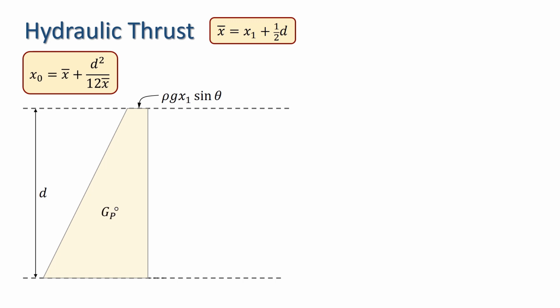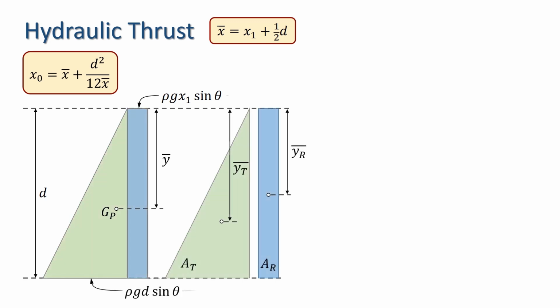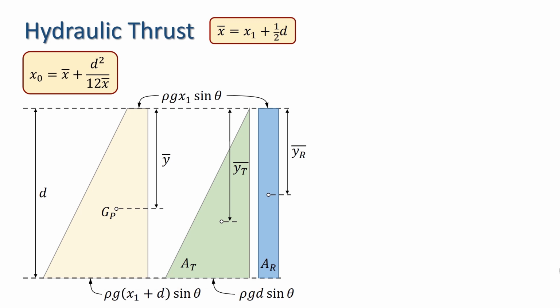Let Gp denote the centre of gravity of the pressure diagram, and let y bar be the distance of Gp from the top of the trapezium. We can divide the pressure diagram into a triangle and a rectangle as shown here. Let yt bar and yr bar be the centres of gravity of the triangle and rectangle respectively. The centre of gravity for a triangle is 1/3 of the height from the base, thus yt bar equals 2/3 d, and the centre of gravity for a rectangle is its midpoint, so yr bar equals 1/2 d.